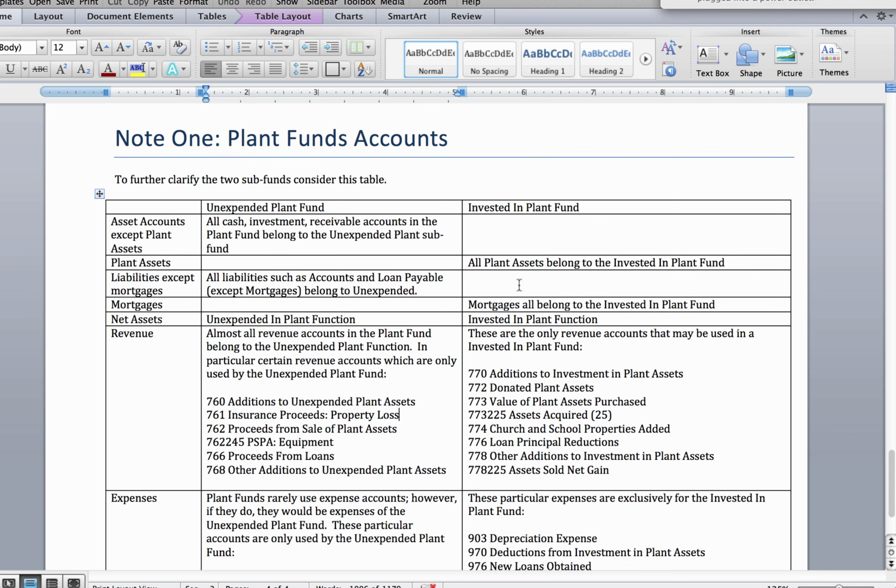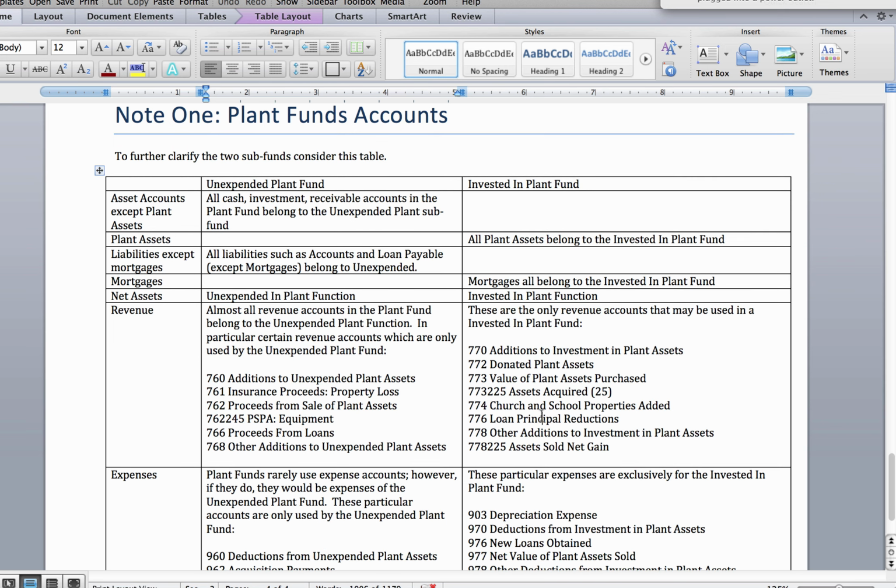On the other hand, in the investment in plant, no revenue accounts are used except for these accounts here: additions to investment in plant assets, donated plant assets, value of plant assets purchased, school and church properties added, loan principal reductions, and other additions and investments in plant assets. Those are only used by the investment in plant fund.